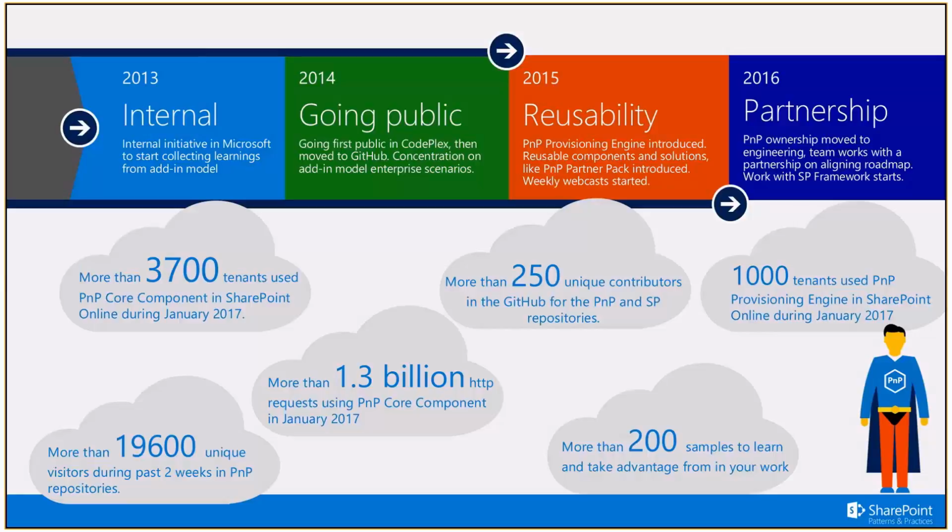usage. And one of the main capabilities in the PnP Core component, or provided through the PnP PowerShell, is also the PnP provisioning engine. And this is a templating system which can be used to extract templates and apply templates on-premises or in SharePoint Online. In January 2017, we had 1,000 tenants using this templating engine in SharePoint Online, which is a tremendous number.